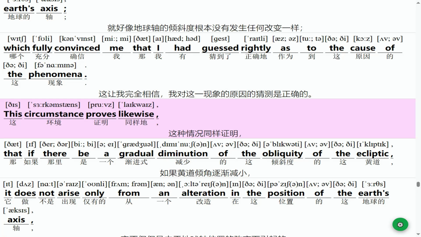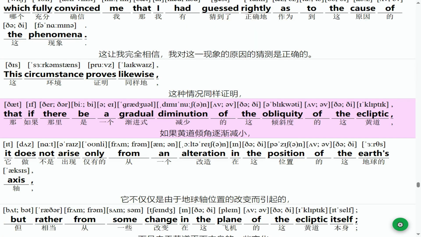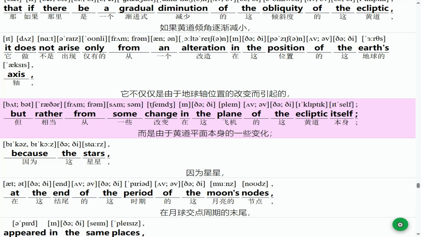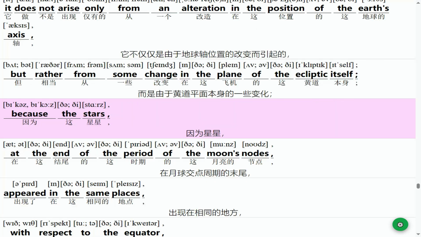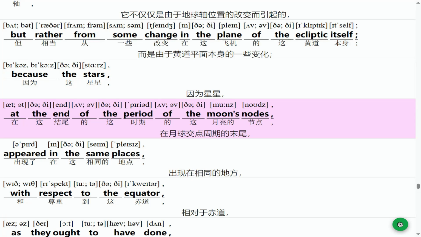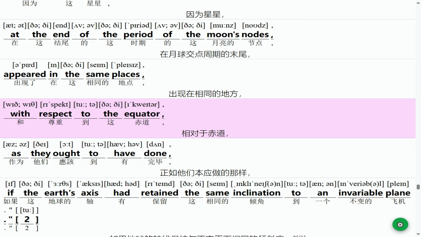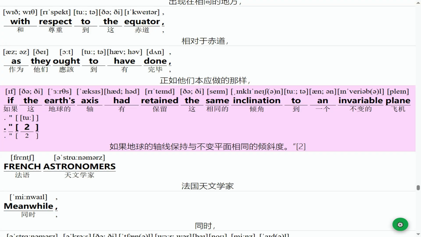This circumstance proves likewise that if there be a gradual diminution of the obliquity of the ecliptic, it does not arise only from an alteration in the position of the Earth's axis, but rather from some change in the plane of the ecliptic itself, because the stars, at the end of the period of the moon's nodes, appeared in the same places, with respect to the equator, as they ought to have done, if the Earth's axis had retained the same inclination to an invariable plane.